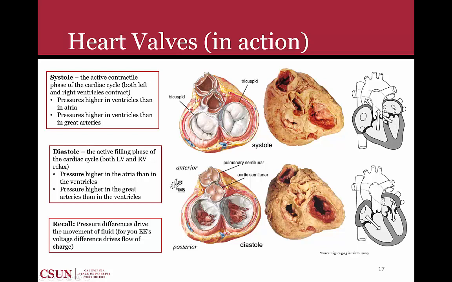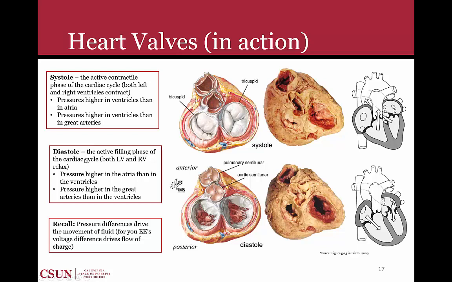So you can actually see that here in this picture, where both of the what are called the atrioventricular valves, which is basically the valves connecting the atrium and the ventricles, are closed, but you'll see the other valves open. So like this is the pulmonary valve and the aortic valve.